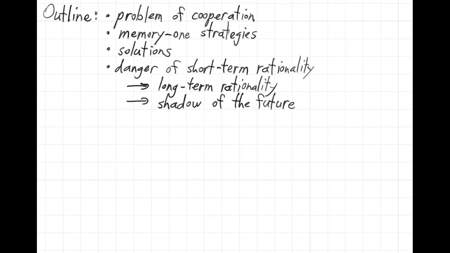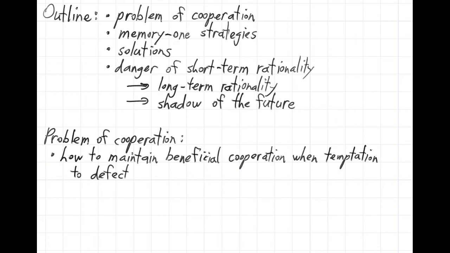Okay, so let's start with the problem of cooperation. And as we've discussed before, the problem is how do you maintain beneficial cooperation when there's a temptation to defect? So we've looked at that recently in light of the public goods game. Today we're going to go back to a simpler case. The public goods game was a multiplayer game, a many-player game. We're going to go back to a two-player game. So a good example where there is this problem of cooperation in a two-player game is the prisoner's dilemma.